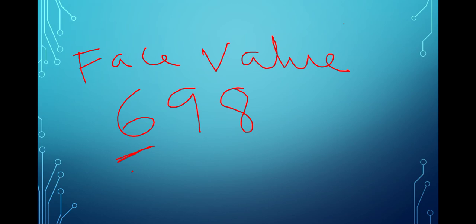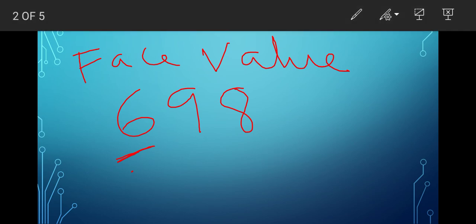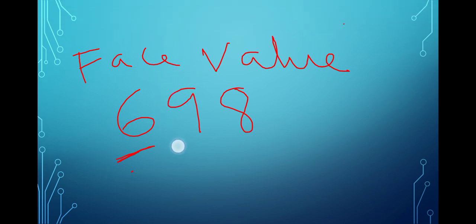Now, if I ask what is the face value of 9, then the answer will again be the face value of 9 in 698 is 9 itself. Answer will be 9 only. Again, the same thing goes for 8. What is the face value of 8 in 698? If the question is like that, then the answer will be the face value of 8 in 698 is 8 itself. Okay. So, place value and face value of 0 is always 0.